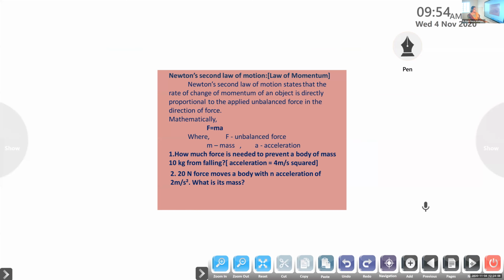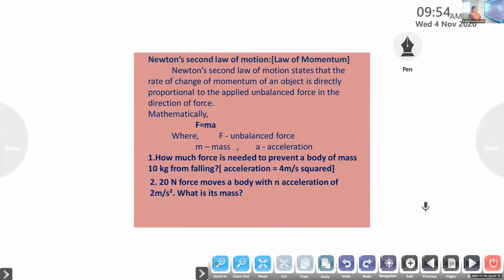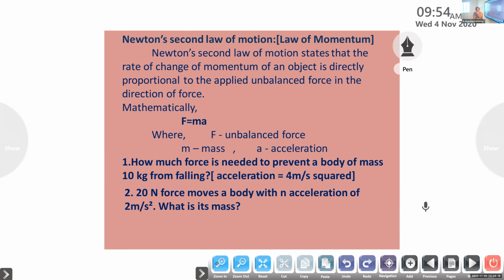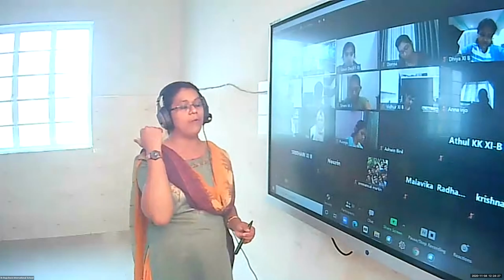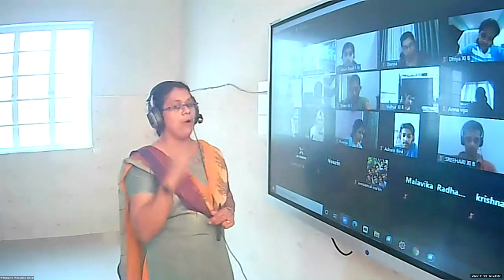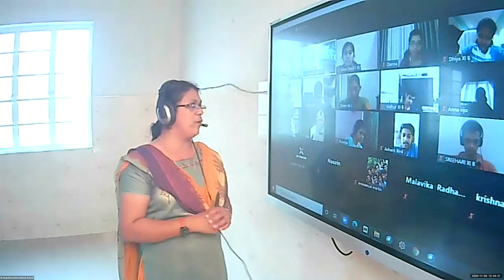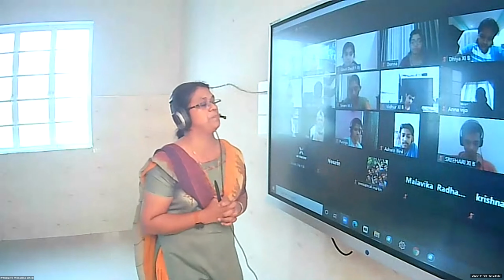Now Newton's second law of motion. You remember momentum. It's a law of momentum. Newton's second law of motion is known as the law of momentum. Have you known the word momentum? Momentum of a person who is running, momentum of the cricket fielder. What do you mean by this momentum?